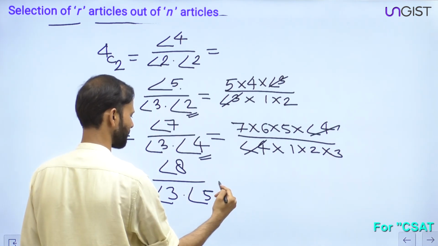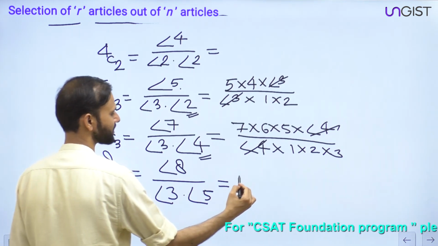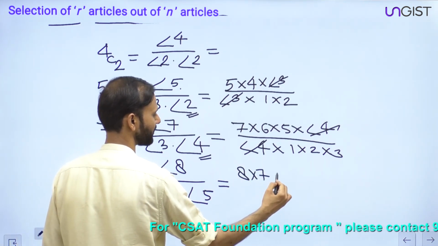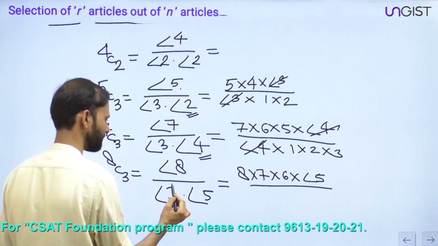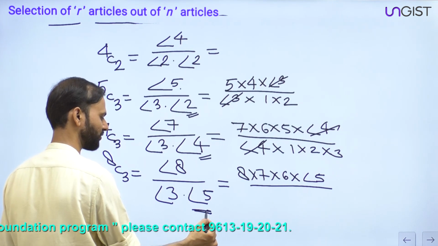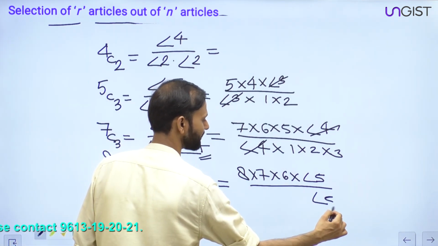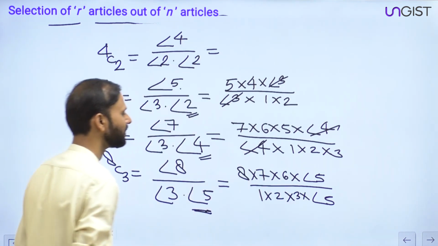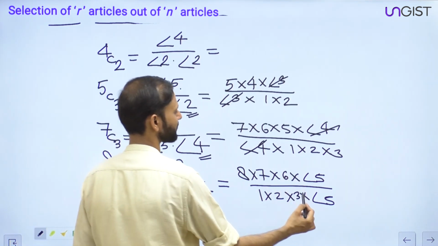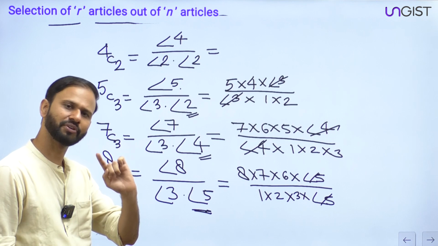Again, now try to work on this. This is 8 into 7 into 6 into 5 factorial, right? Because 5 factorial we are getting here, so I am trying to cancel it out, right? So 5 factorial is here, and this is 1 into 2 into 3. Right, everyone? Okay. So here factorial 5 will be cancelled, right? I am trying to do it with one more number.